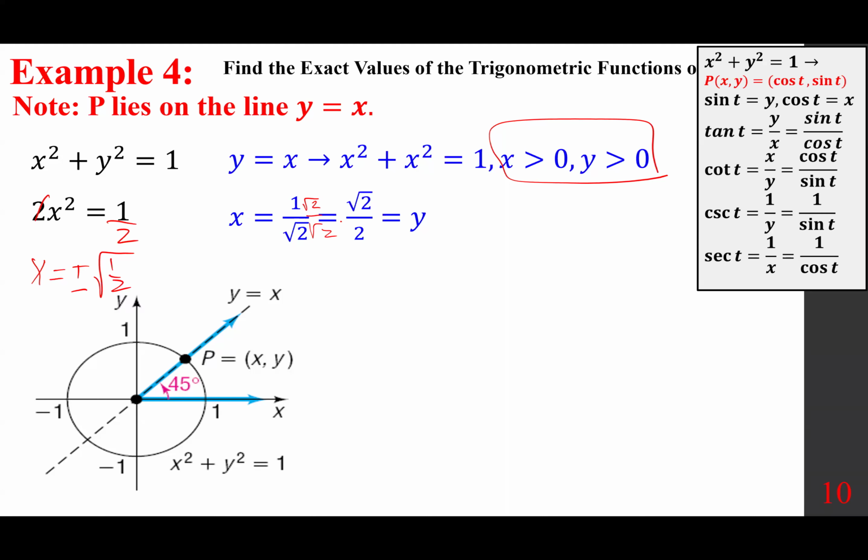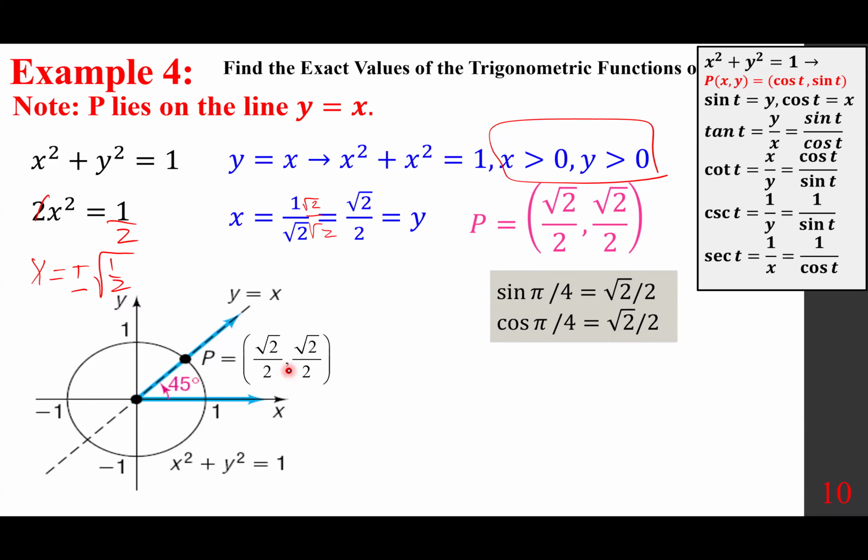You know the y coordinate is the same. Therefore, the point has coordinates square root of 2 over 2 for the x as well as the y. So this is the point with coordinates square root of 2 over 2. And so if that is the case, sine and cosine are identical for pi over 4 or 45 degrees. They are both square root of 2 over 2.